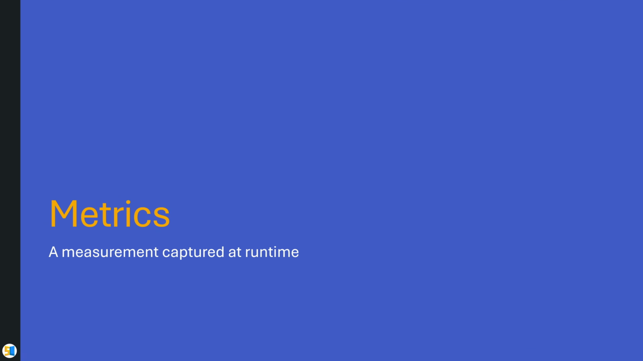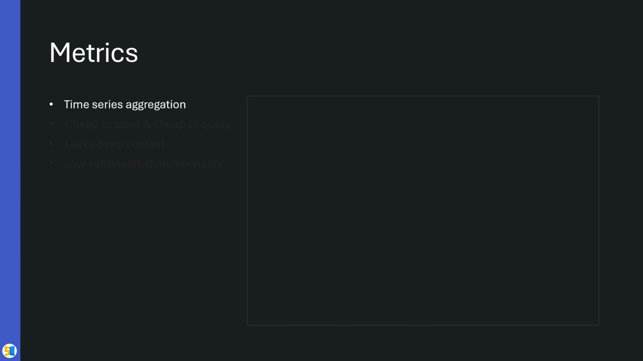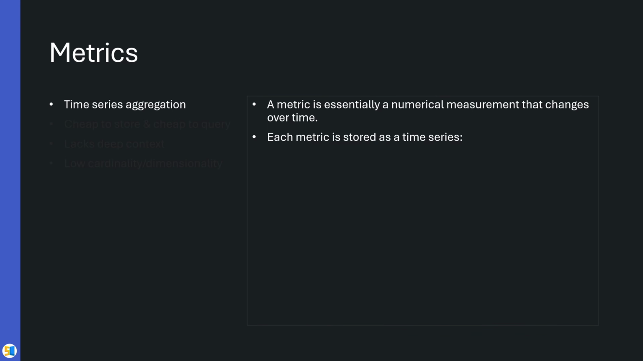A measurement captured at runtime. Metrics as time series aggregations. A metric is essentially a numerical measurement that changes over time. Each metric is stored as a time series. Time series means it has data points, like a pair of timestamp and value.